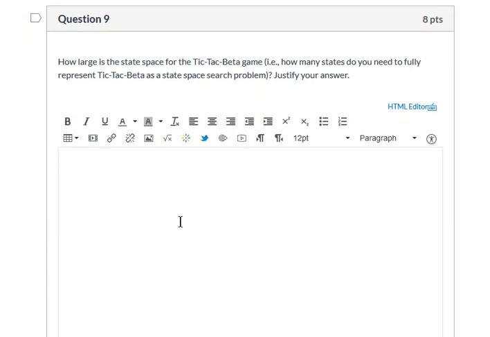All right. So how large is the state space for the tic-tac-beta game? How many states do you need to fully represent tic-tac-beta as a state space search problem? Justify your answer. So let me draw some stuff on my tablet so that you understand what I'm doing, and then I'll write an answer.